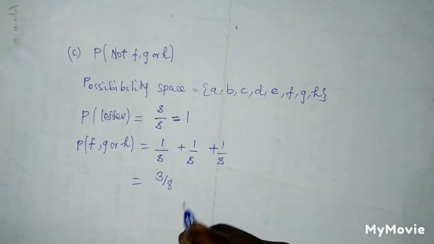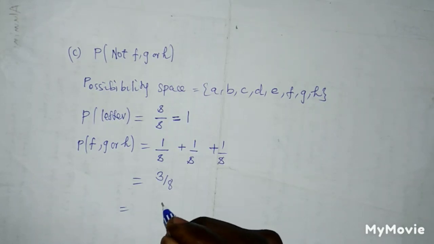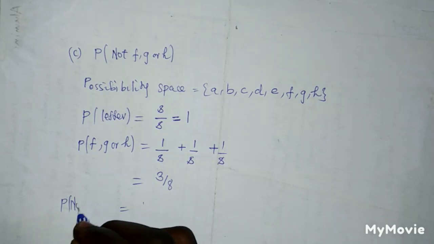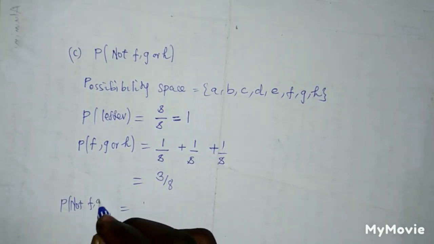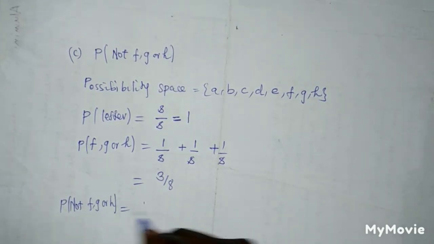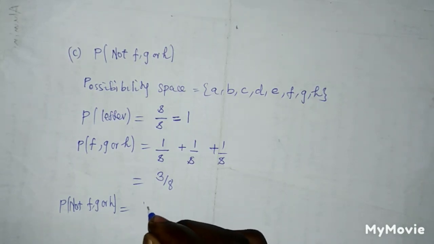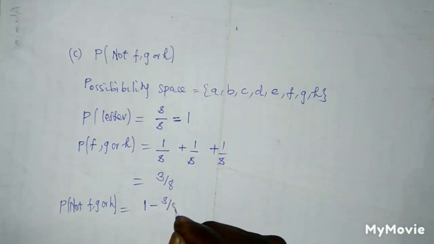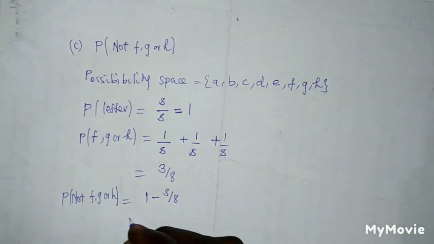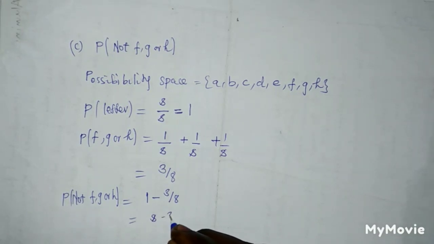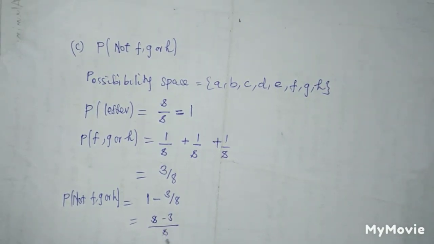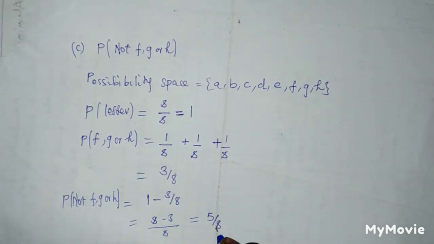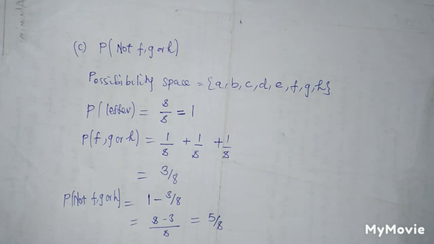So let us just subtract. So this will be equal to 1 minus, the probability of not F, G, or H. Just have to subtract. So we can say 1 minus 3 over 8. So this would be 8 minus 3 over 8, which is 5 over 8.